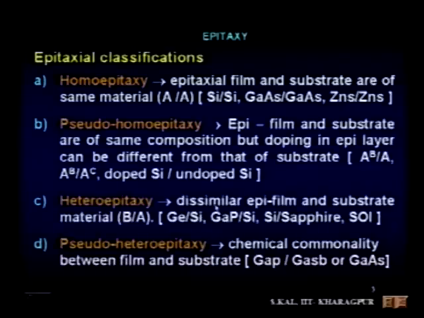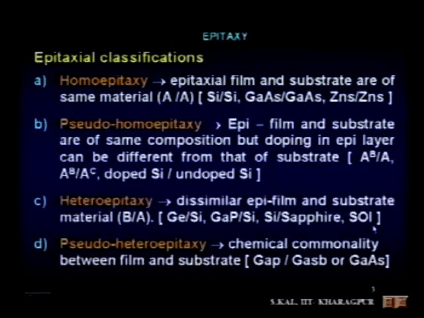Okay. Another is gallium phosphide on silicon, silicon on sapphire. Sapphire is alumina, Al2O3. The substrate is sapphire. On sapphire you are growing silicon crystal, that is a totally different material, that is heteroepitaxy. Another is SOI, silicon on insulator.